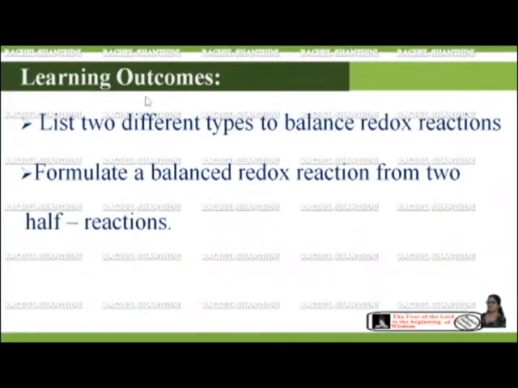Learning outcomes. Students, at the end of this session, you will be able to list 2 different types of balanced redox reactions, and formulate a balanced redox reaction from 2 half reactions.